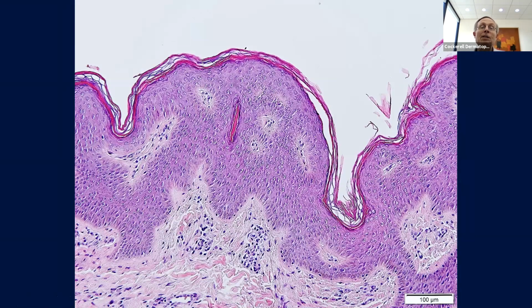At higher magnification, it shows a lot of this reticulated epidermal hyperplasia. So when you see this pattern, you should think in terms of the disorders that can give you reticulated epidermal proliferative processes primarily.